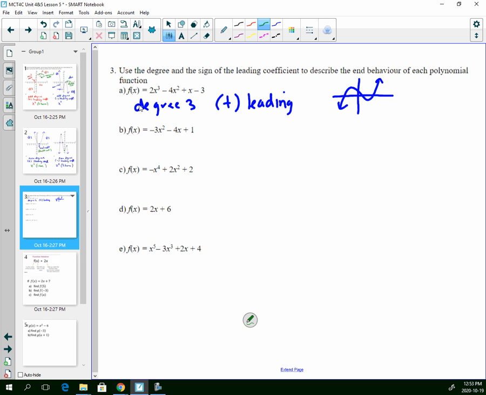If it's positive and odd, it would have to start in quadrant 3 and end in quadrant 1, regardless of how many times it turns or where those roots are. Okay, we'd have to start at the bottom and end at the top.